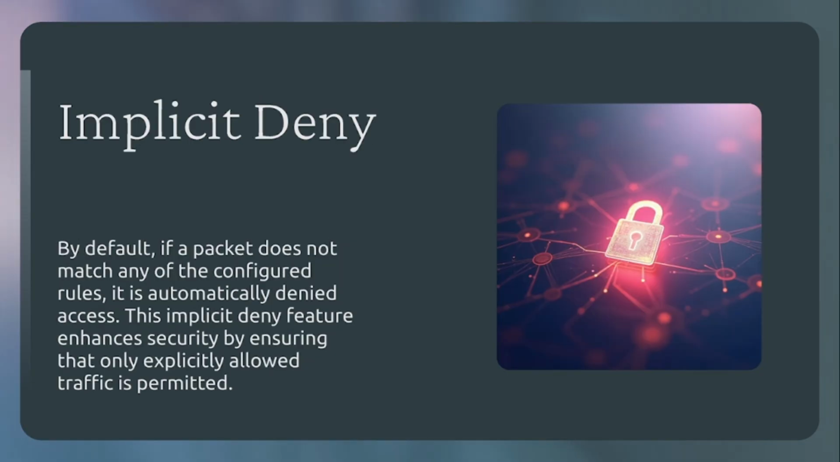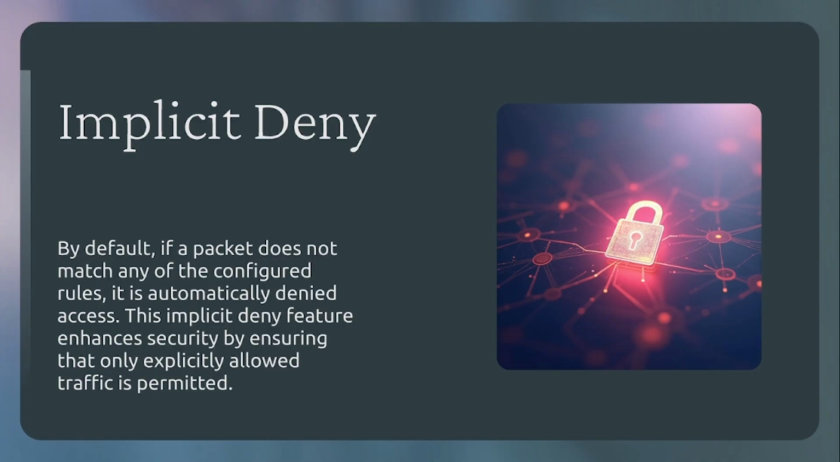And always we have to remember there is an implicit deny in any form of ACL, standard or extended. By default, if a packet does not match any of the configured rules, it is automatically denied access, because that is the implicit deny. That is why if we deny a certain network, after that we have to explicitly specify the allow statement, otherwise every access will be denied. This implicit deny feature enhances security by ensuring that only explicitly allowed traffic is permitted. Whatever we have permitted is permitted, otherwise everything is denied.